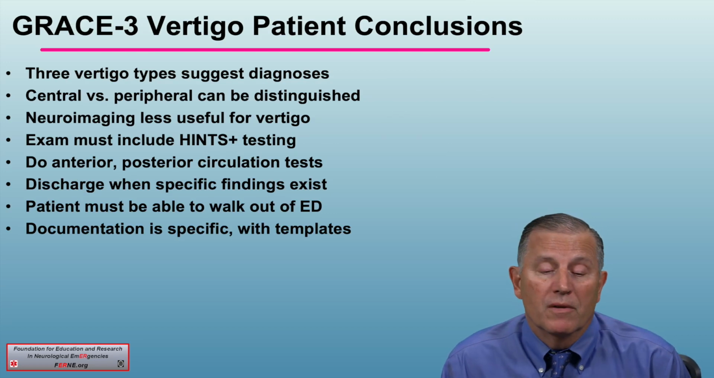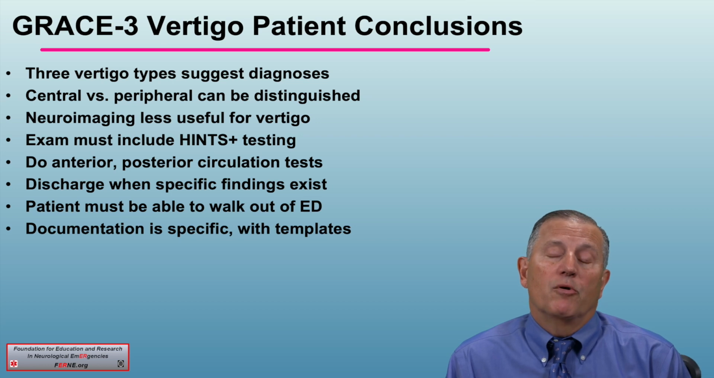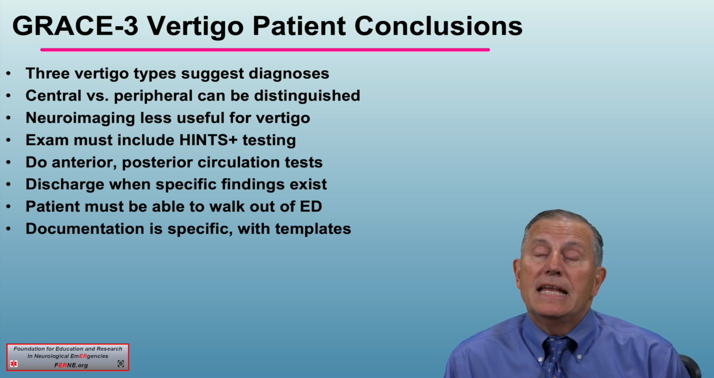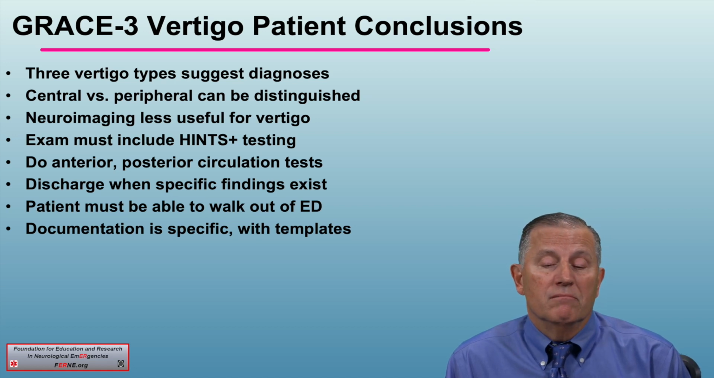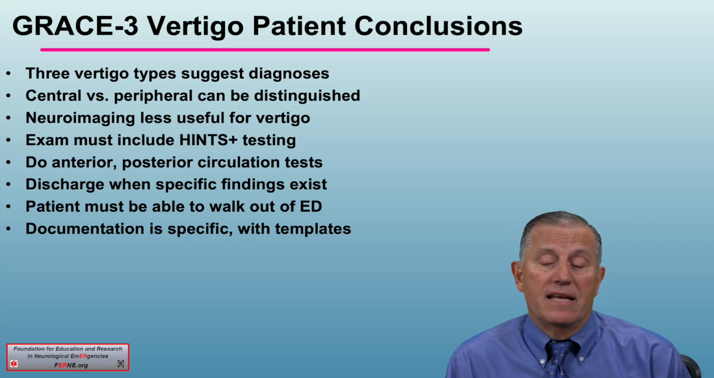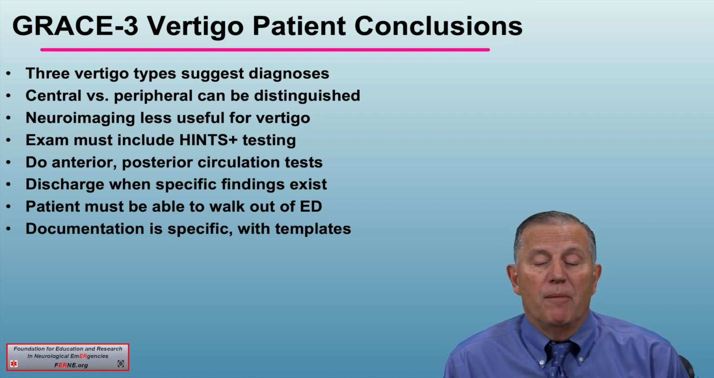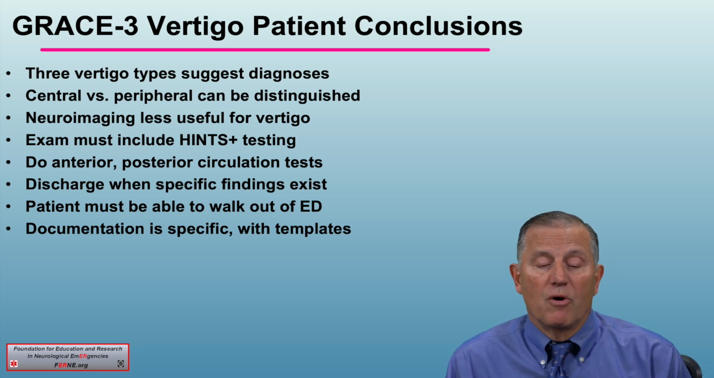In conclusion, there are 3 vertigo types that suggest diagnoses, either peripheral or central. It is possible to distinguish central versus peripheral diagnoses. Neuroimaging is found to be less useful for most vertigo patients. The exam should include the HINTS Plus test when a clinician trained in this testing is available. It's also important to look for anterior and posterior neurological signs and tests that would indicate TIA or stroke.